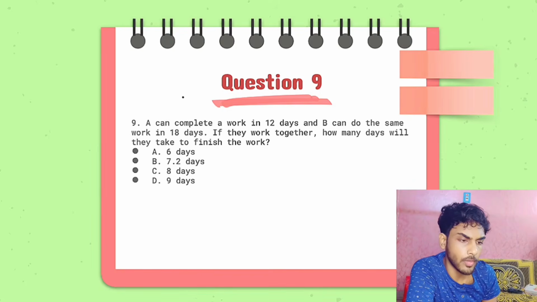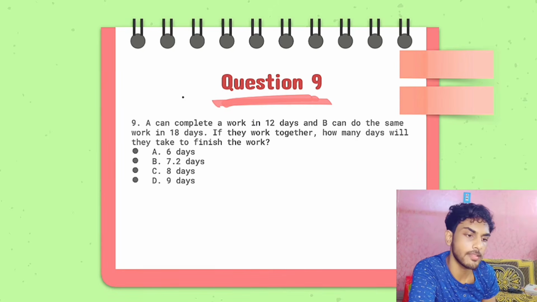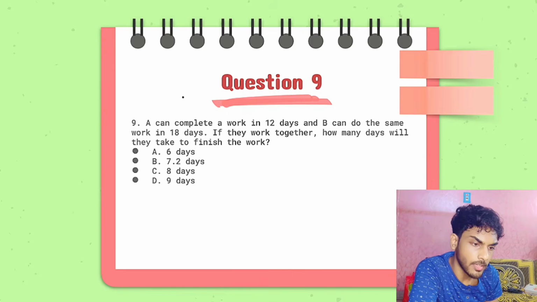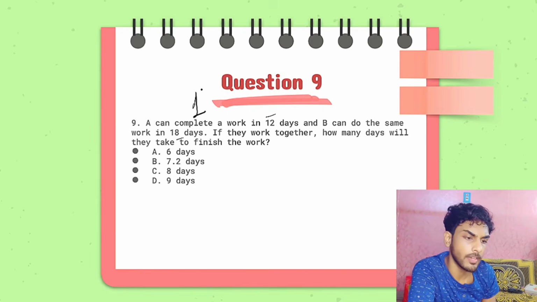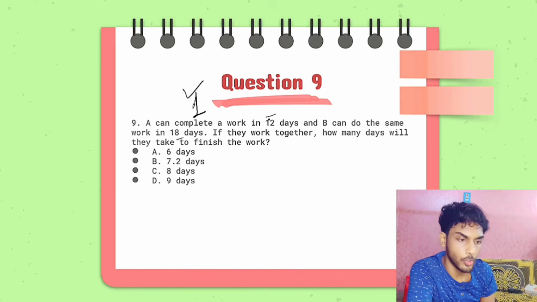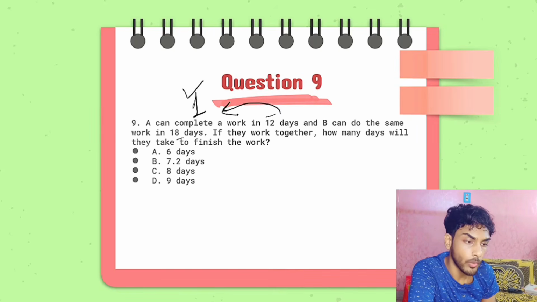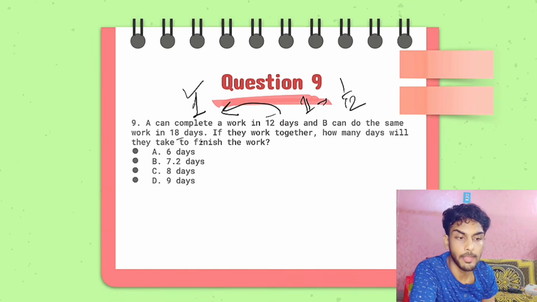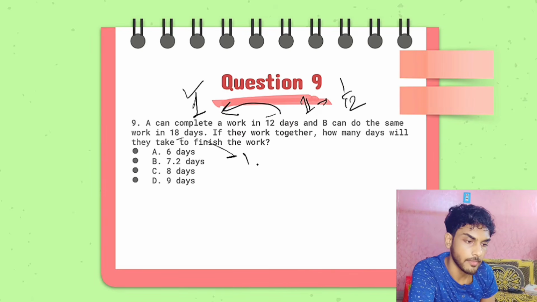A can complete a work in 12 days, and B can do the same work in 18 days. Whenever you see this, A can complete a work, 1 means total. The total work is completed in 12 days. So in 12 days they're completing one work. So one day, how much work will they complete? It's 1 by 12, right? Same for B. How much work will be completed by B in one day? It's 1 by 18, right? So if they work together, how many days will it take?